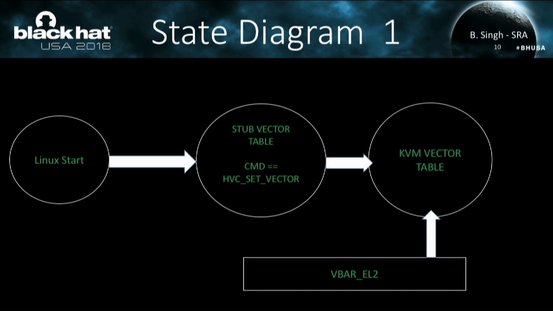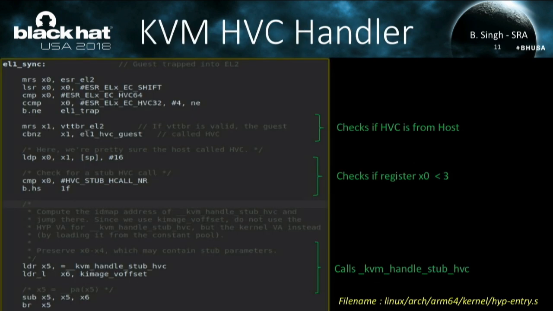So this is the actual KVM vector table. This will be installed in a machine in which KVM is running. In between these two, a lot of things happen, but that is out of scope of this talk. Once KVM is running, this vector table will be installed. We will go inside the HVC handler of this KVM vector table.